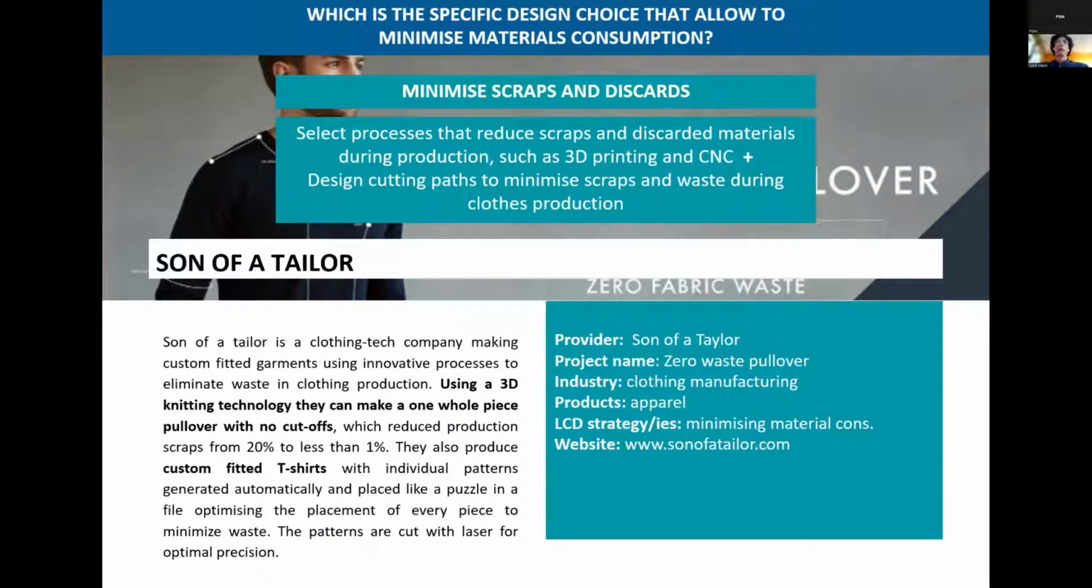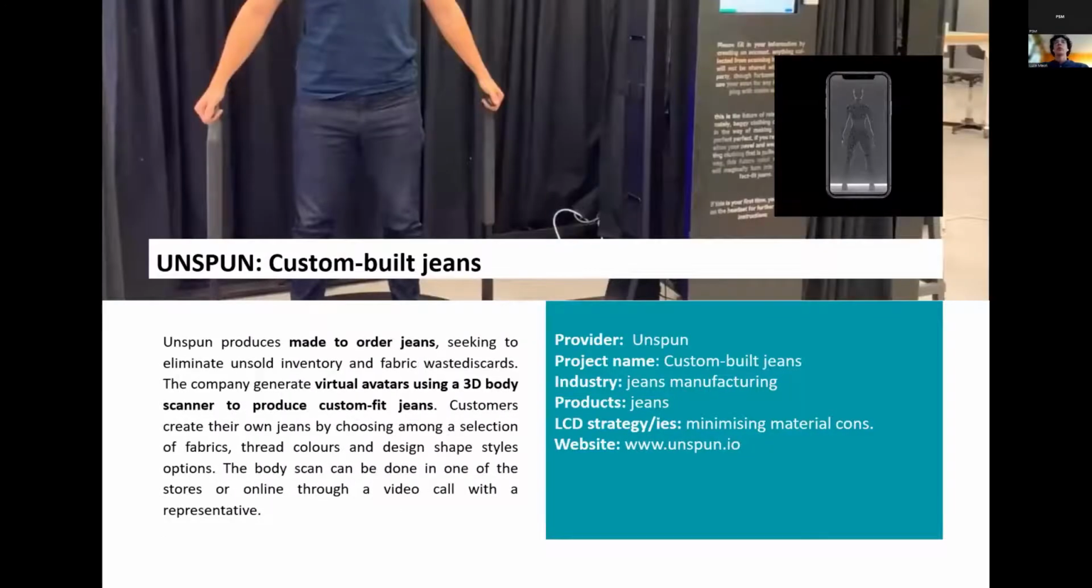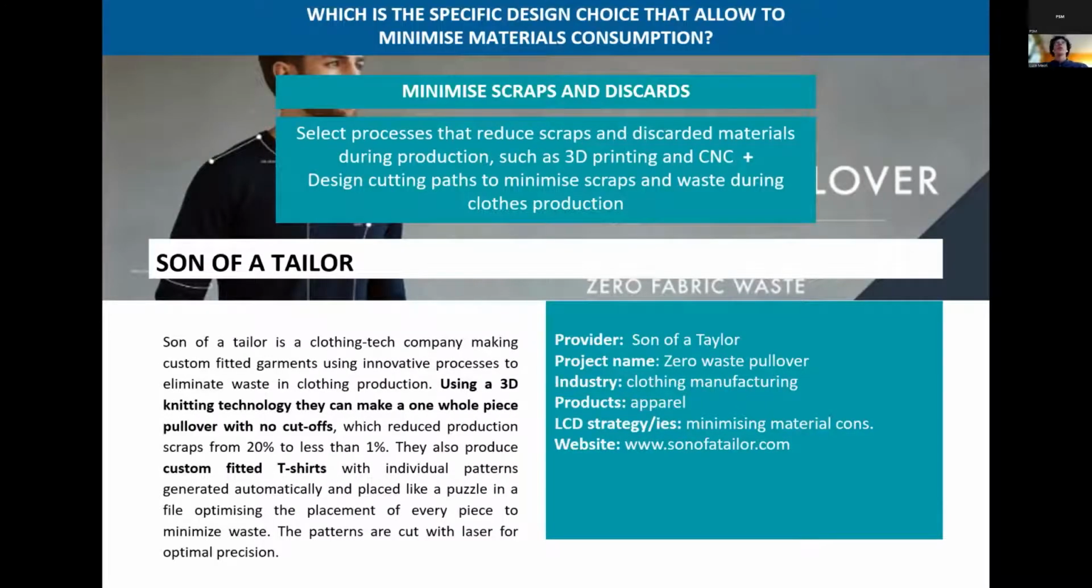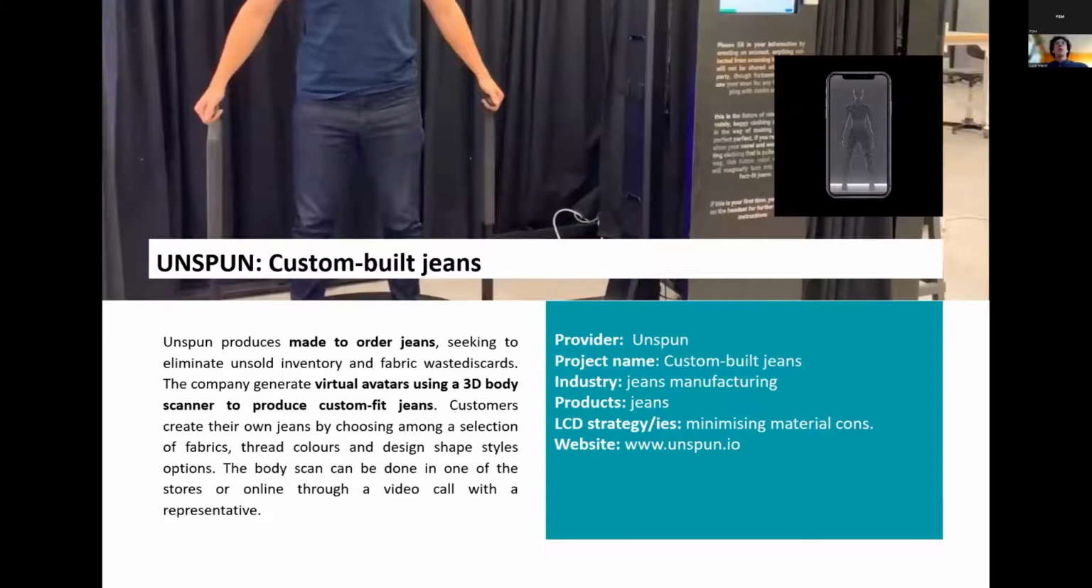And not only that, but also designing some cutting paths to minimize the scraps. So you design the clothes and you foresee how the production will be made, so you reduce the scraps. And this is an example. So again, another example, very similar.